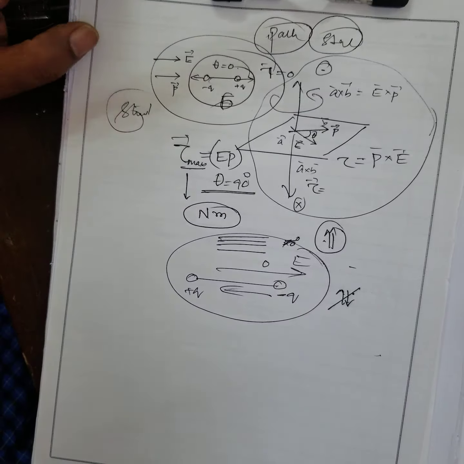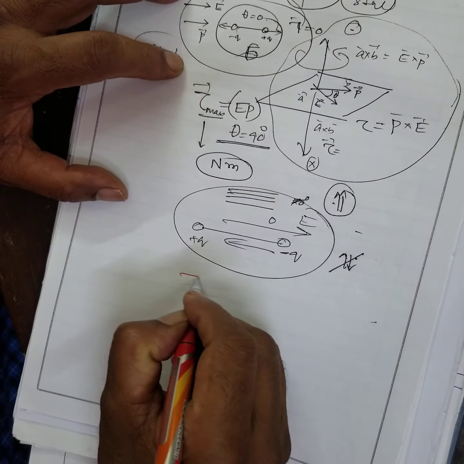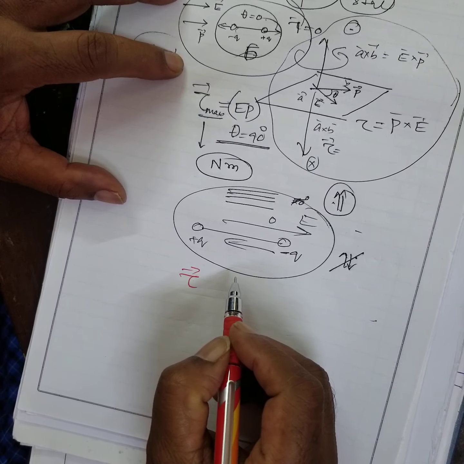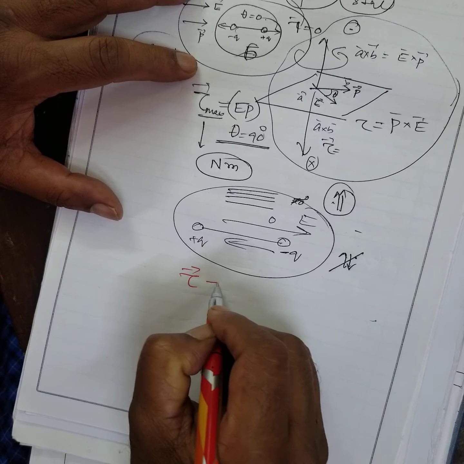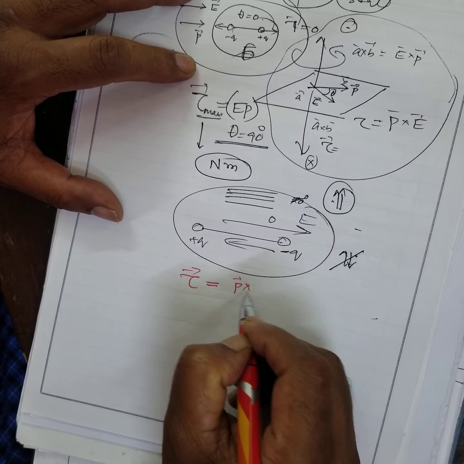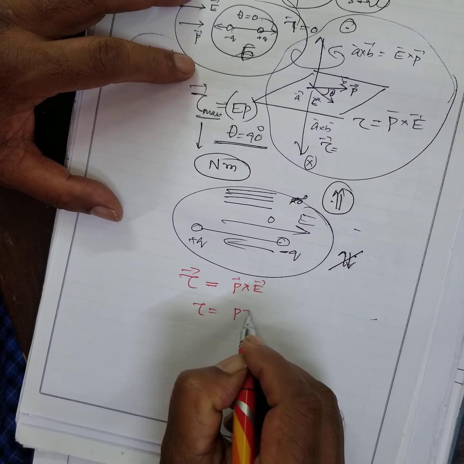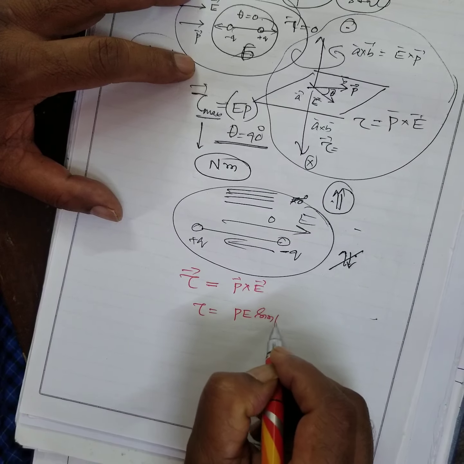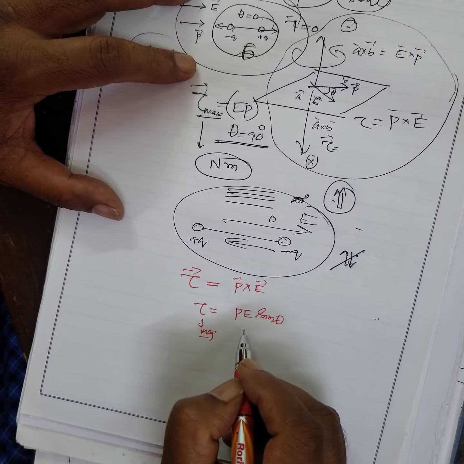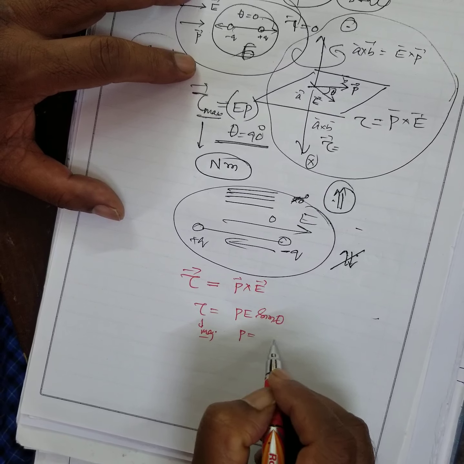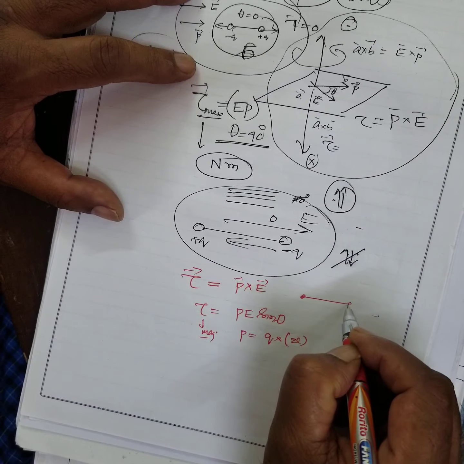These are all the possibilities you explore. Sometimes they may ask: write an expression for the torque acting on an electric dipole placed in a uniform field. That is, the magnitude of the torque is equal to P E sin theta, where P is the dipole moment. It is the product of charge and the distance between the charges. Like this you can write it, right?